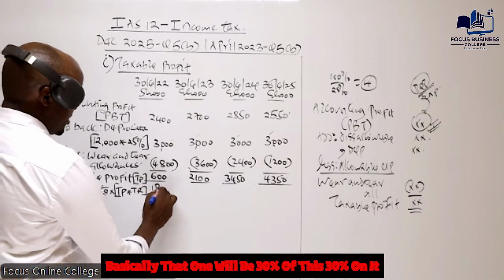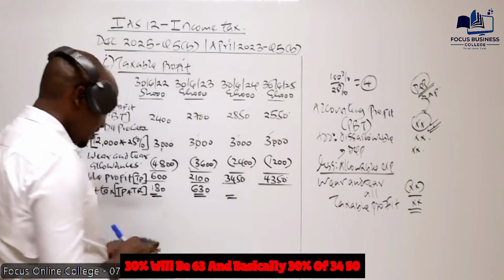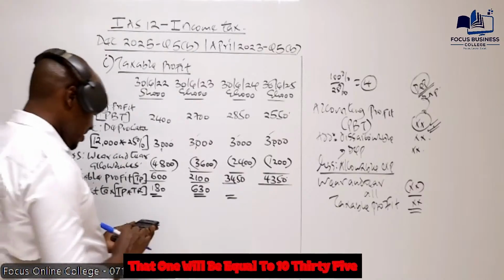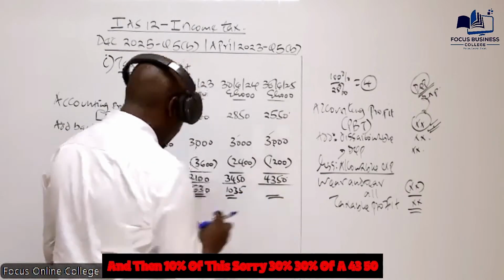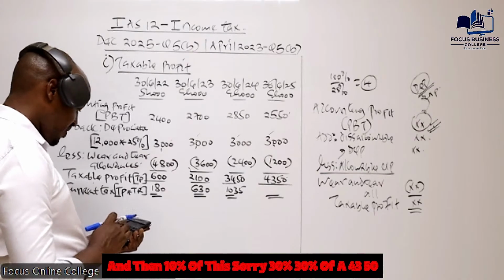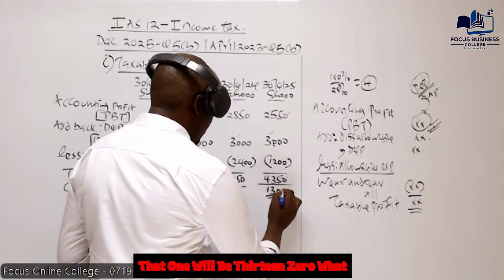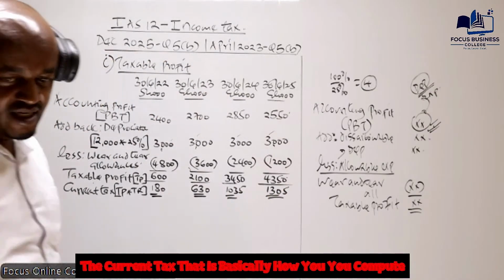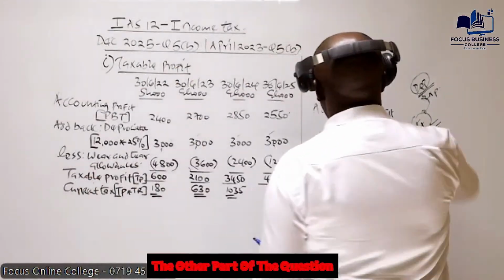30% of 3,450 would be equal to 1,035. And then 30% of 4,350 would be 1,305. So in case the examiner requires you to compute the current tax, that is basically how you compute that. Let's move to the other part of the question.